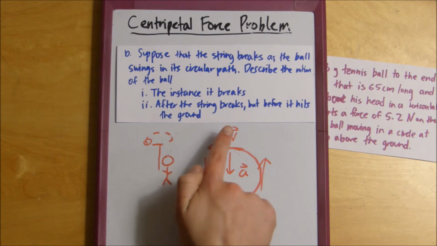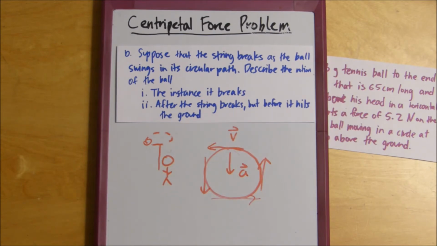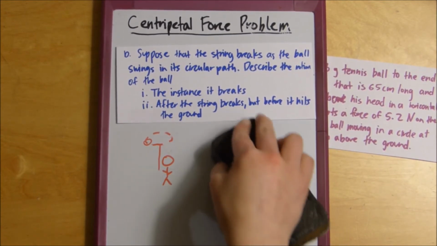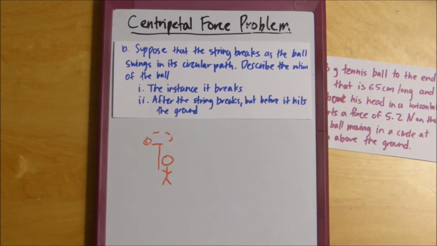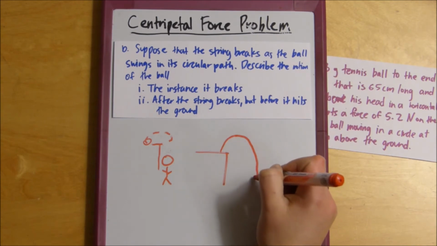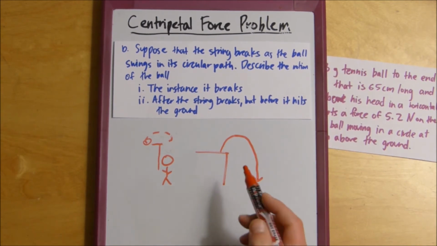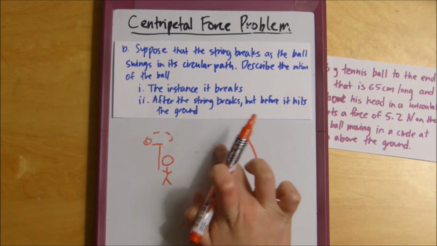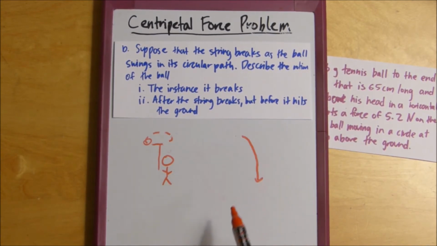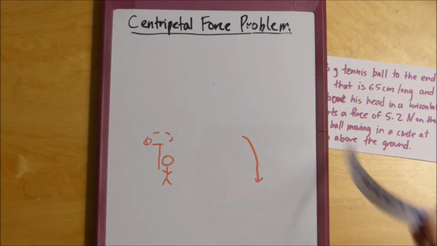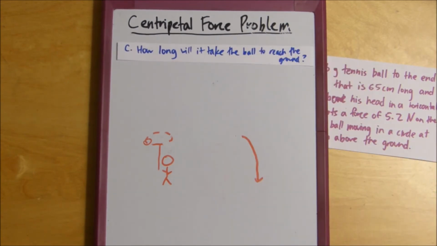And then after the string breaks, but before it hits the ground, we would define this as a parabolic fall to the ground, because if you were to throw something off of a cliff, it would follow this sort of path. That's exactly what this ball is going to do, except it's not going to be thrown, it's going to be swung out into the air, and it's going to fall down to the ground because of gravity, right? Alright, so that's B. Then our next question is, how long will it take the ball to reach the ground?